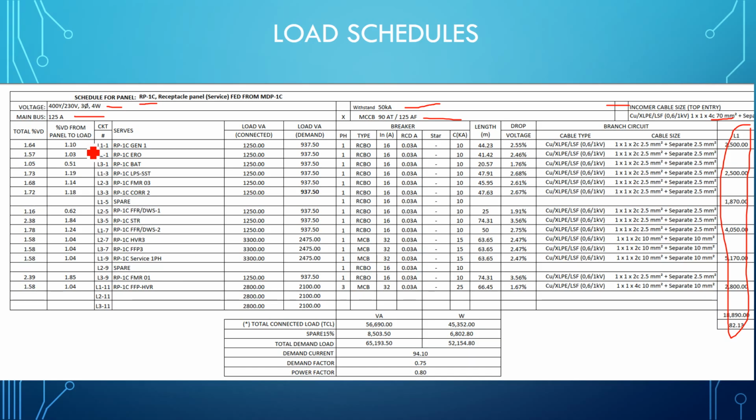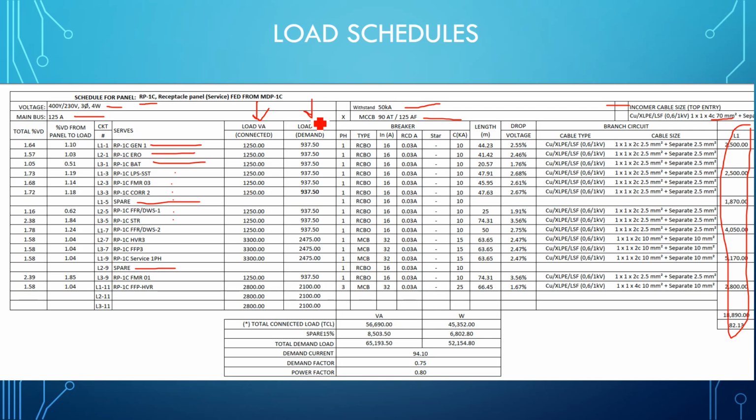And here we have all the circuits. This is L11 for the red, this is L12, L21 for the yellow, and this is one for the blue. Red, yellow, blue. Then we have red, yellow, blue. Then we have red, yellow, and blue. Okay, so we have some spares here, and here is the connected load, how much load we have connected to this circuit.